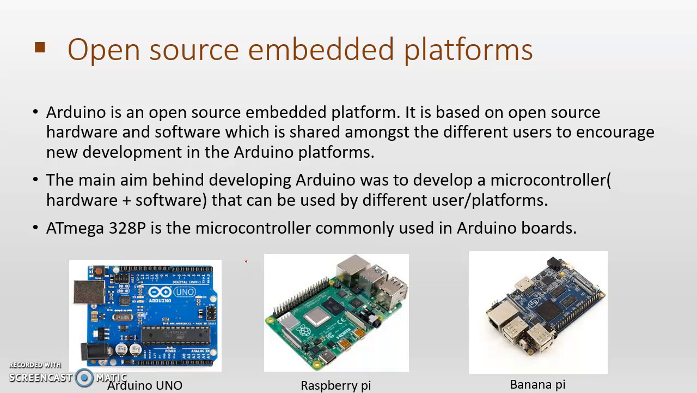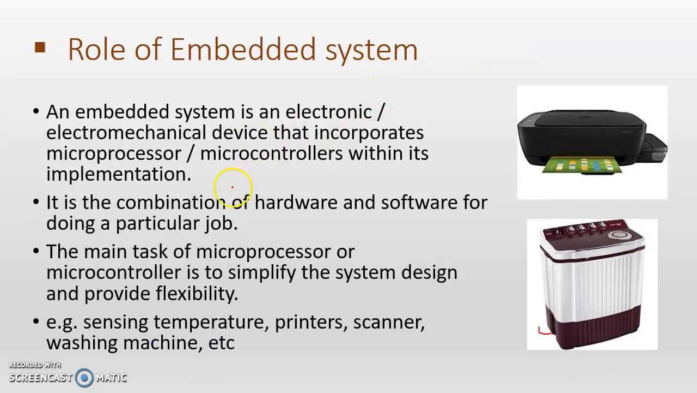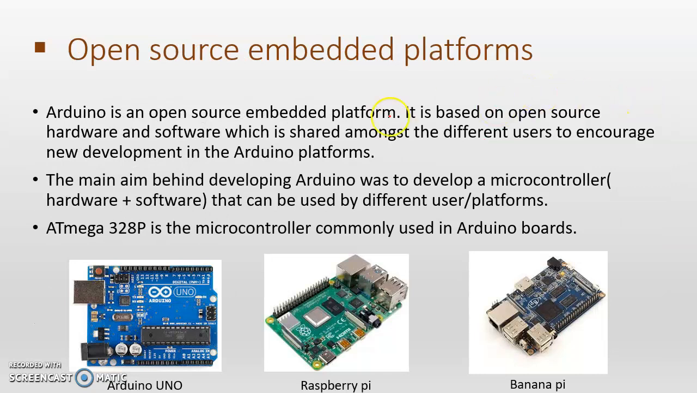Now let's move towards the open source embedded system. As we have seen, these we cannot access. For example, a printer is an embedded system, but we cannot access or change the program. The program is loaded into the microcontroller and it will perform that particular task. So if you want to change the program, we should go towards open source embedded platforms. Open source embedded platform means anyone can change or develop as per their requirement or applications.